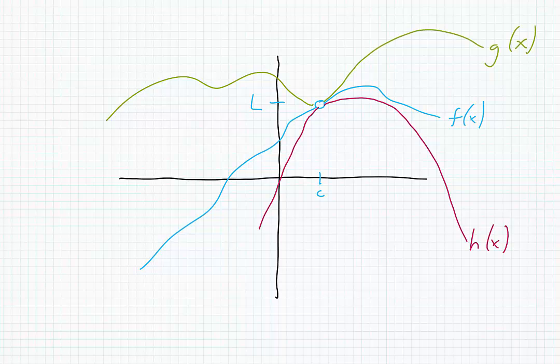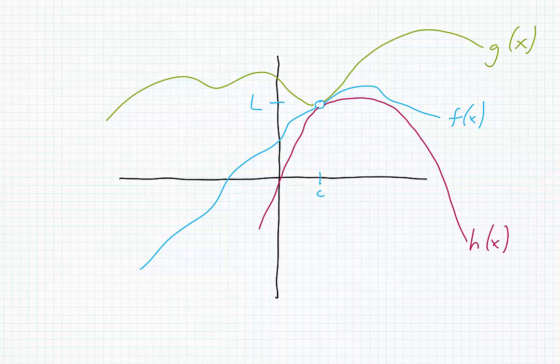And then we want the limit of g of x as x approaches c to be L. We also want the limit of h of x as x approaches c to be L. And since f is always somewhere between g and h, specifically at c, it gets squeezed in between the values of g and h. Their limits are both L. f is in between, so the only place it can go is to have a value of L.